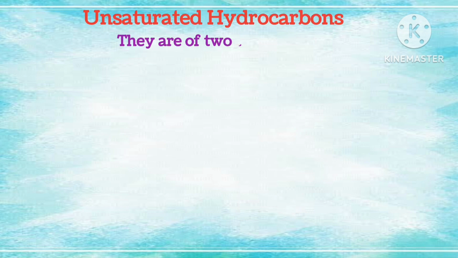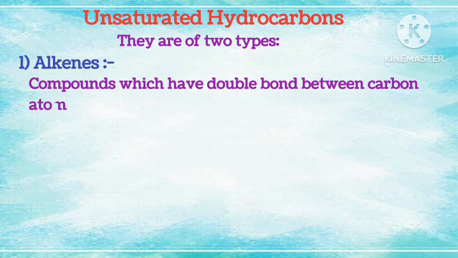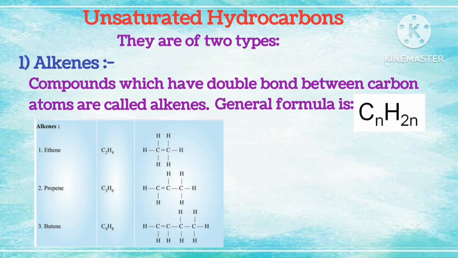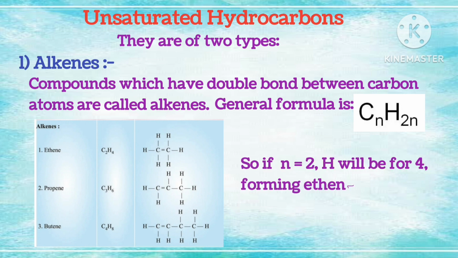Unsaturated hydrocarbons. They are of two types. Alkenes: compounds which have a double bond between carbon atoms are called alkenes. The general formula is CnH2n. So if carbon atoms is 2, H will be 4, forming ethene. Carbon atoms is 3, H will be 6, forming propene. Carbon is 4, H will be 8, forming butene.